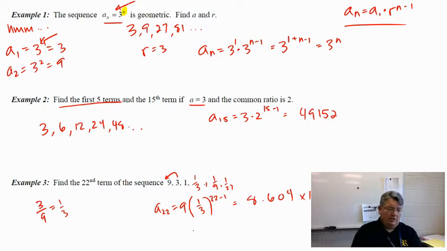Check this out. I could also write it like this. 9 is the same as 3 to the power of 2. 1/3 is the same as 3 to the power of negative 1. 22 minus 1 is 21. So I've written this all as powers of 3. I could do this: 3 to the power of 2 times 3 to the power of negative 21. And 3 to the 2 times 3 to the negative 21 is 3 to the negative 19. So this is 1 over 3 to the power of 19.